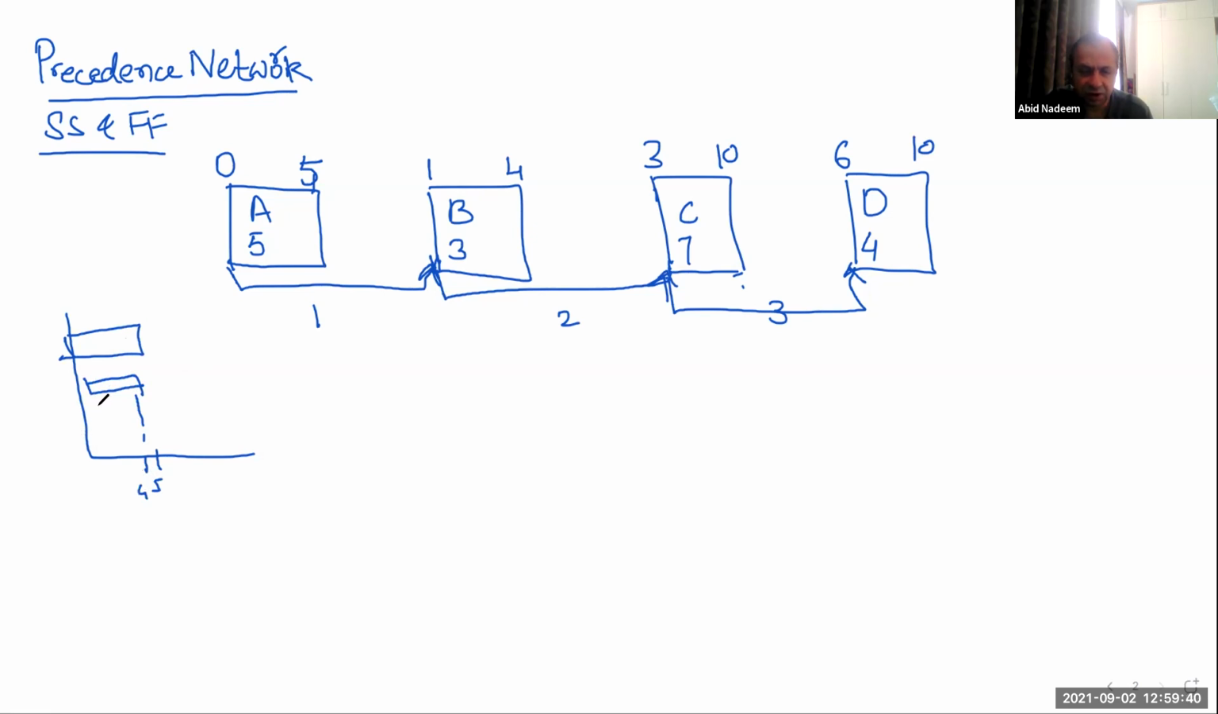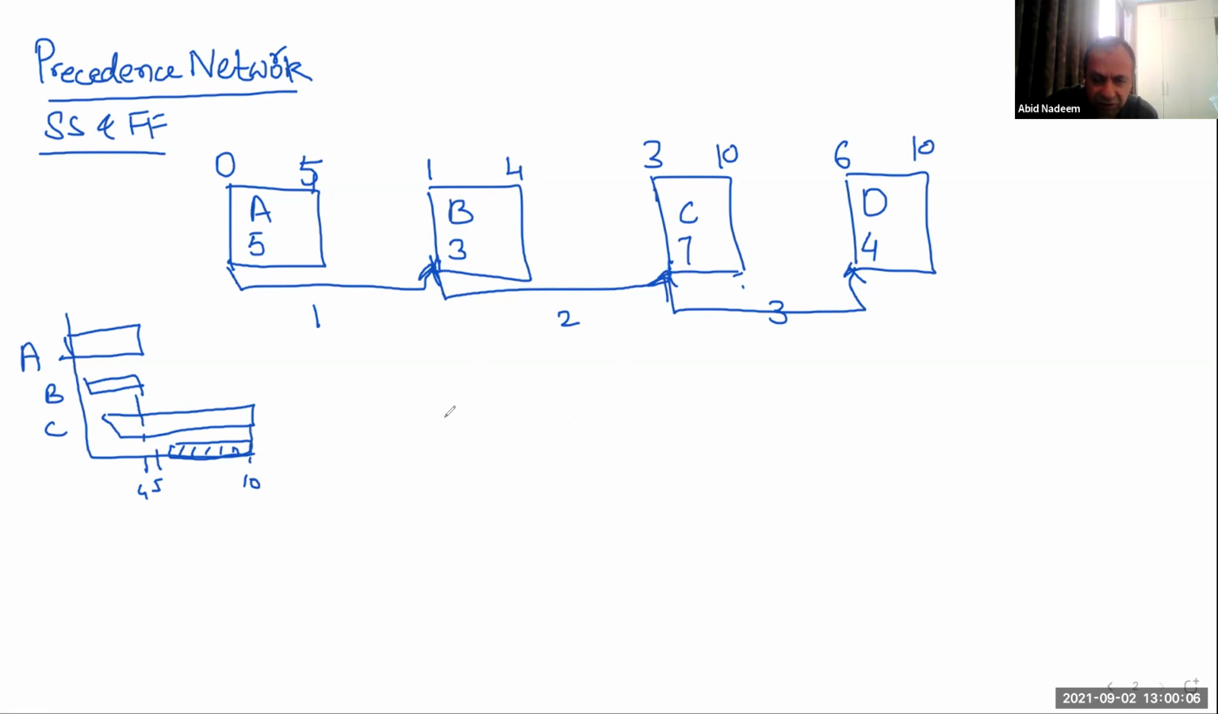And activity C is starting at 3 and finishing at 10. So this is activity C, finishing at 10. So A, B, C, and then activity D will start at 6 and finish at 10. So activity D will be here. Okay. So in this way, the activities will be scheduled.